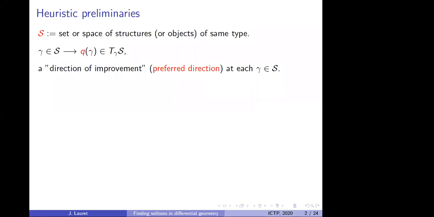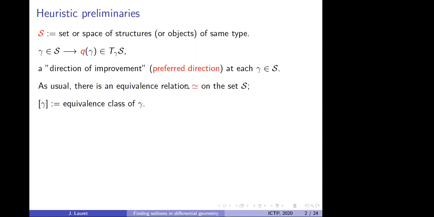it's a tangent vector. It's a direction of improvement. I don't know how to say this even in Spanish, but it's a preferred direction. We'll see in the examples that in some sense in this direction the structure is improved. You can think of the gradient of a functional or something like that.